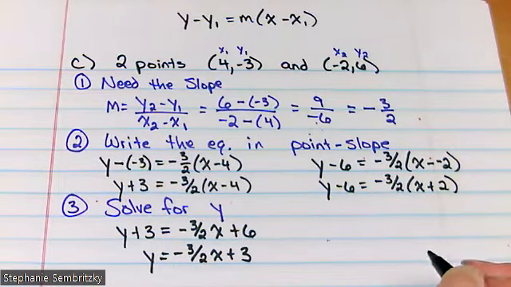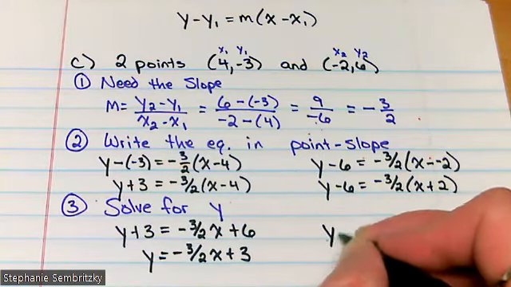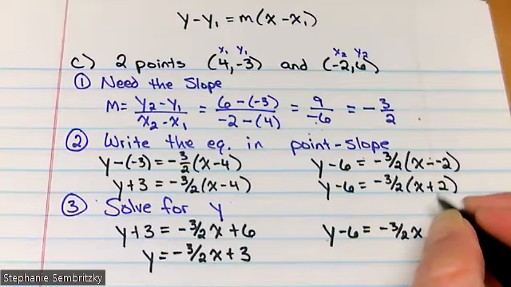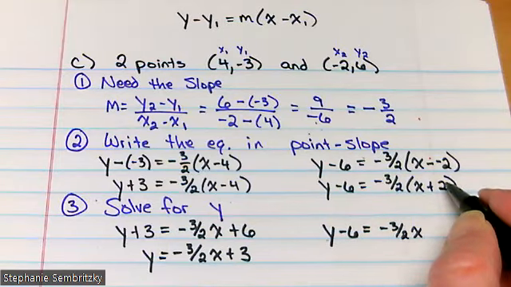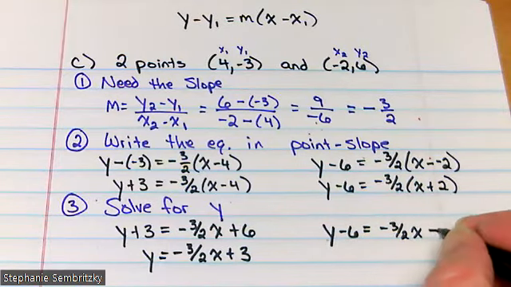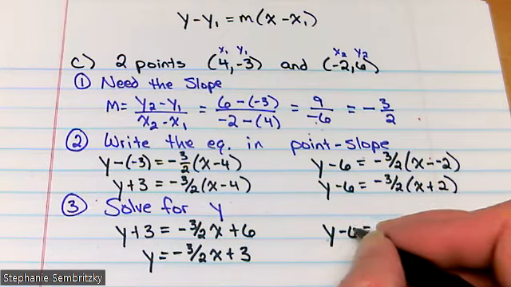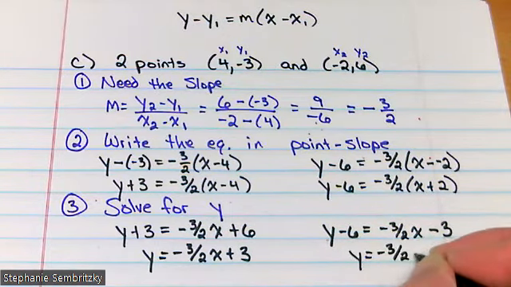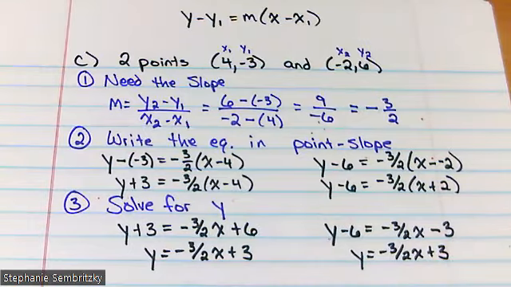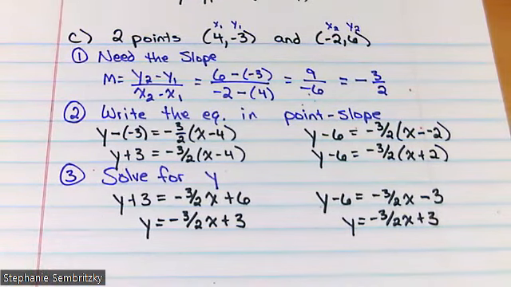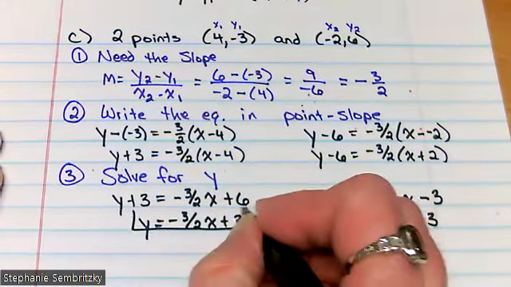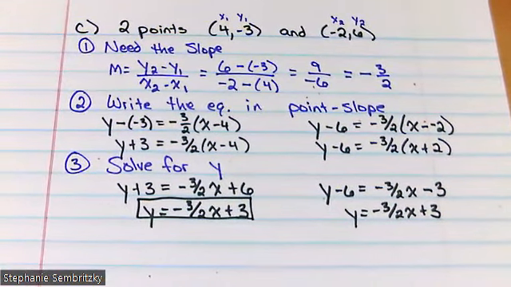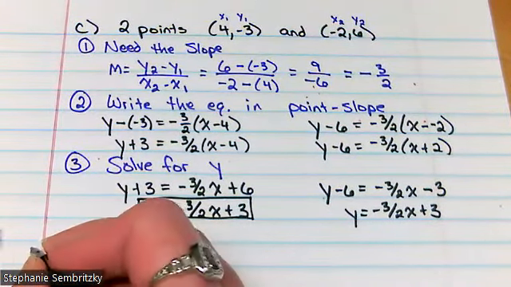See what happens if I solve for y on here. I get y minus 6 equals negative 3/2 x. Negative 3 times 2 is negative 6 divided by 2. That's a negative 3. I'm going to add the 6 over. And look, they're exactly the same. So it doesn't matter which point you use, you get the same answer.